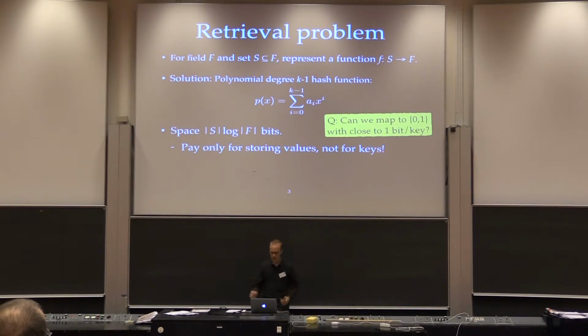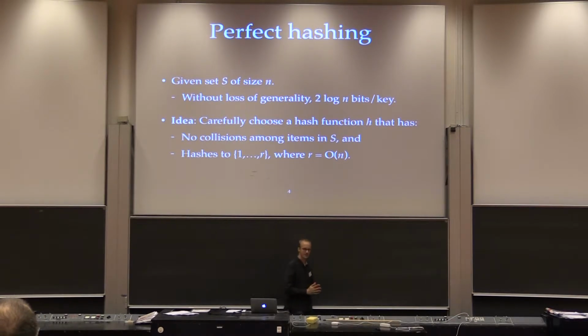The classical way in which people approach this is using perfect hashing. We have this set, let's call the size n, and we can assume that we already mapped down, so each key is some constant times log n bits. Now we'd like to carefully choose a hash function that has no collisions among items in S, but also has a relatively small range. Let's call the range size R, where we aim for linear in n.